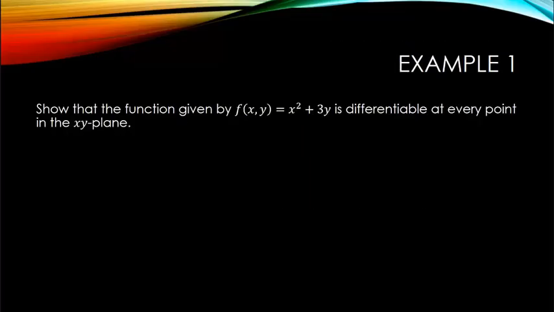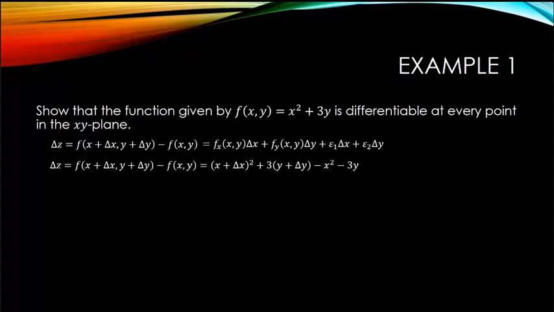So let's work an example. I want to show that the function given by f of x, y is equal to x squared plus 3y is differentiable at every point in the xy plane. So my change in z will be given by f of x plus delta x, y plus delta y, minus f of x, y. This has to be equal to fx of x, y delta x plus fy of x, y delta y plus epsilon 1 delta x plus epsilon 2 delta y in order for it to be differentiable at every point.